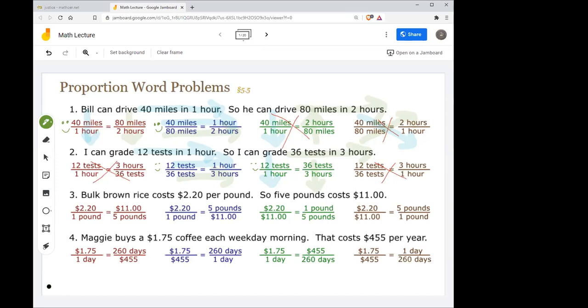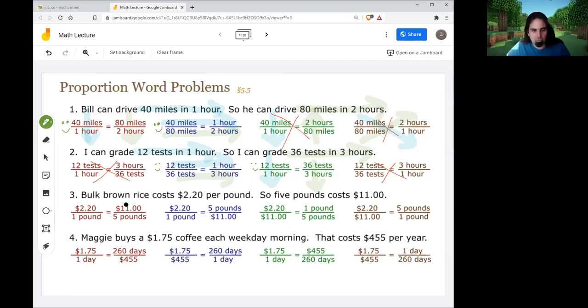The first one's right. Is 220 times 5 the same as 11 times 1? That checks out. Let's do our arrows. 220 for 1 pound. 5 pounds costs 11. Oops, so yeah, that one they word it. Let me do this right. So 11 cost 5 pounds. The arrow is facing the other way in the word problem.